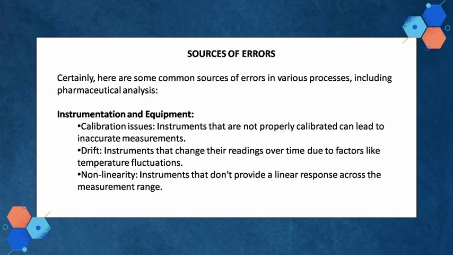Next is sources of errors. Certainly, here are some common sources of errors in various processes, including pharmaceutical analysis. First, instrumentation and equipment. This involves calibration issues. Instruments that are not properly calibrated can lead to inaccurate measurements. Drift. Instruments that change their readings over time due to factors like temperature fluctuations. Non-linearity. Instruments that don't provide a linear response across the measurement range.